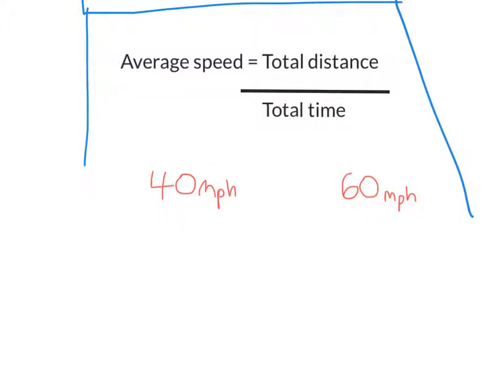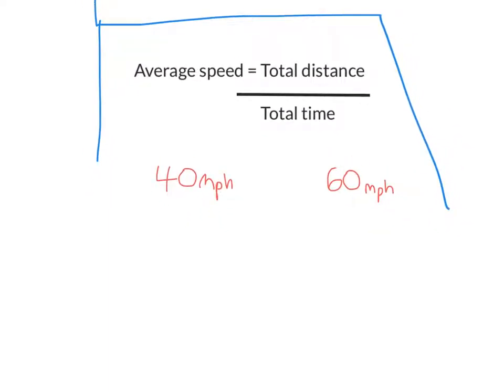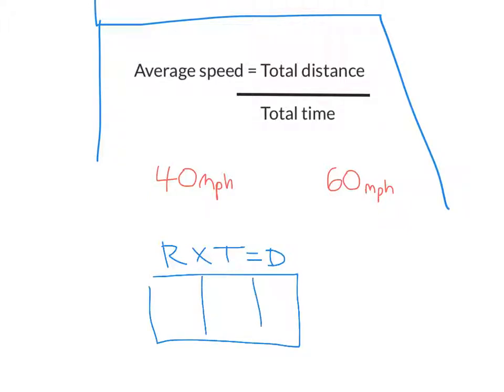For a problem like that, you need to take into account the fact that the average speed is the total distance over the total time. So that means you need the total distance and you need the total time in order to figure out the average speed. So the question is, how do you do that? Well, the key is to recognize that rate times time equals distance. Okay, and you can make this little box here. This is how I like to do things.